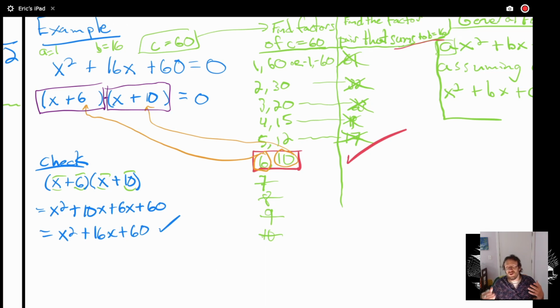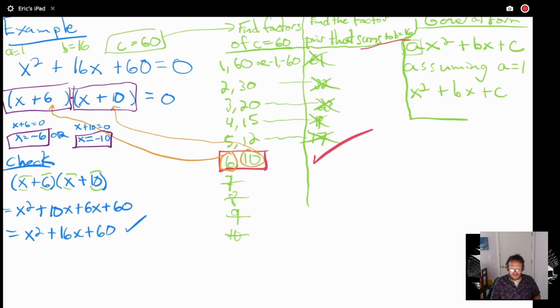So what does that tell us? Two numbers multiply to give you 0. One of them has to be 0. So either x plus 6 is 0 or x plus 10 is 0. If x plus 6 is 0, then what's true? Well, that means x is negative 6. Or if x plus 10 is 0, then that means x is negative 10. So we've got our two solutions, negative 10 and negative 6.